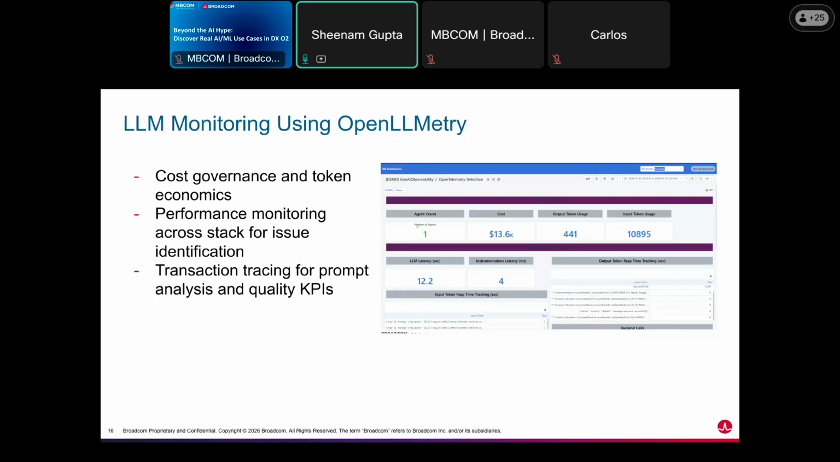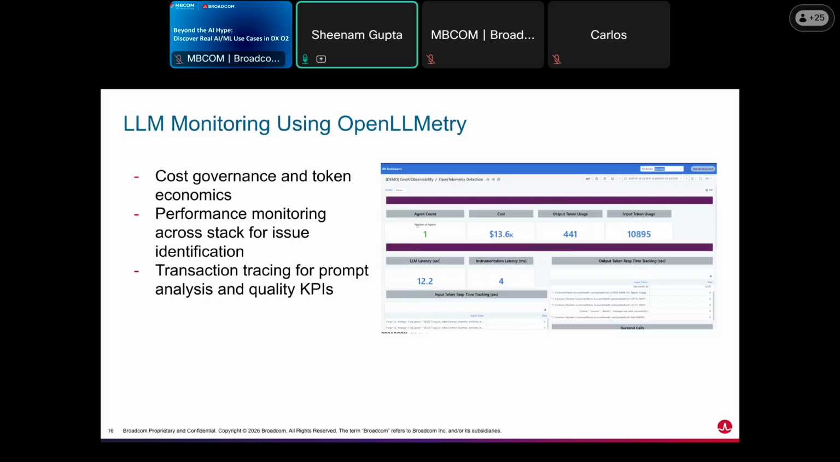So token usage: where is it being used? What are the prompts where it is being used? What's the performance of these models? What's the cost associated with it? How many of those models or agents are running in my ecosystem? Those are the kind of questions that everybody starts with, and those are the answers that they can get with OpenLLMetry in the product. And very soon we are going to introduce other model support as well.